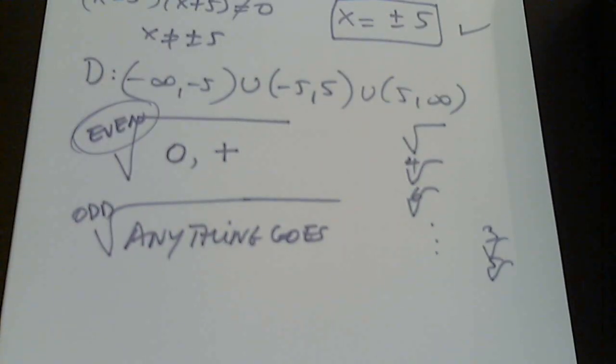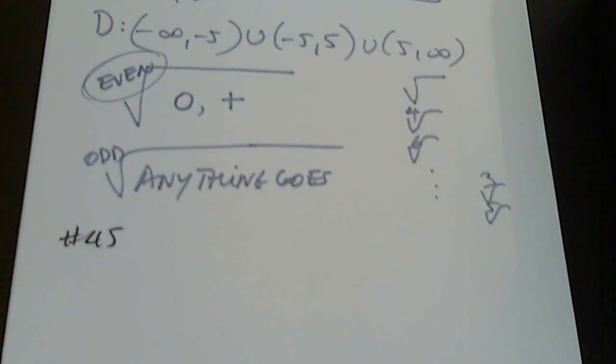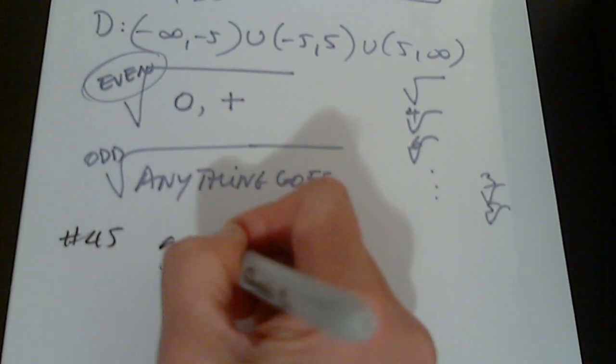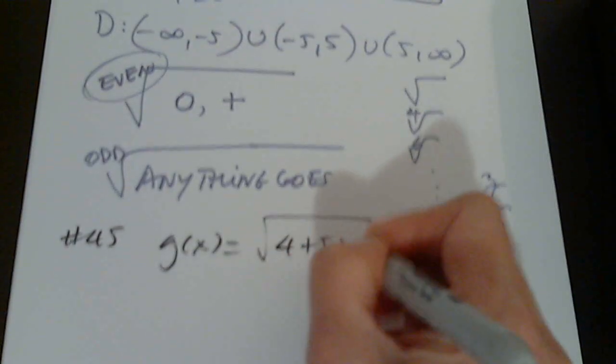Can anyone choose any radical function from this list that has an index that is 2, 4, 6, 8, any even, so we can find its domain? Number 45. Number 45. Let's take a look. Where are you, 45? I see it. Very good. So we have g of x equals the square root of 4 plus 5x.